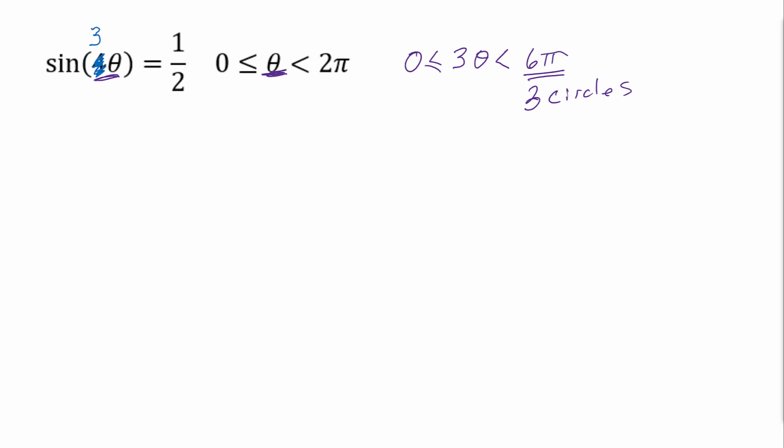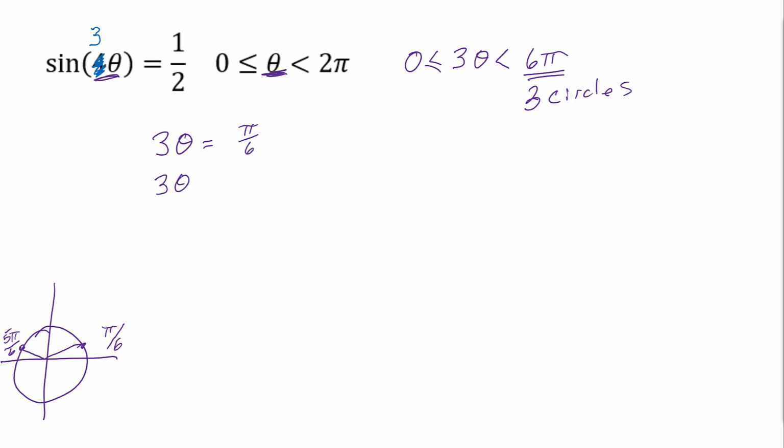So sine of what equals 1/2? Well, on our unit circle, sine is our y value. So that would be 1/2 at these 2 points, at pi over 6 and at 5 pi over 6. So once again, we've got 3 theta, which is the thing we're taking sine of. 3 theta is either going to have to be pi over 6 or it's going to have to be 5 pi over 6.